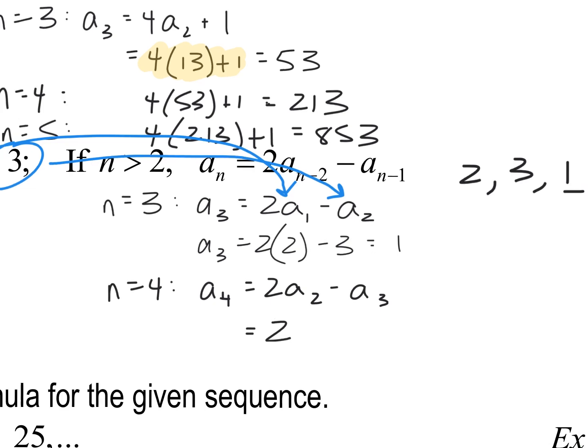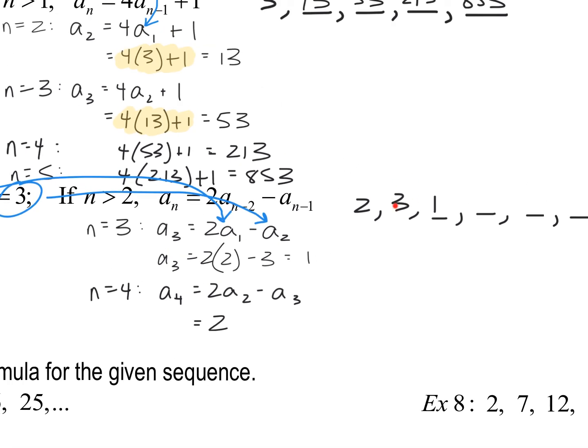What was the second term again? Second term is right here. That's what a sub 2 means. Second term is 3. And the third term was 1. So I got 5. Okay, let me try a couple more.